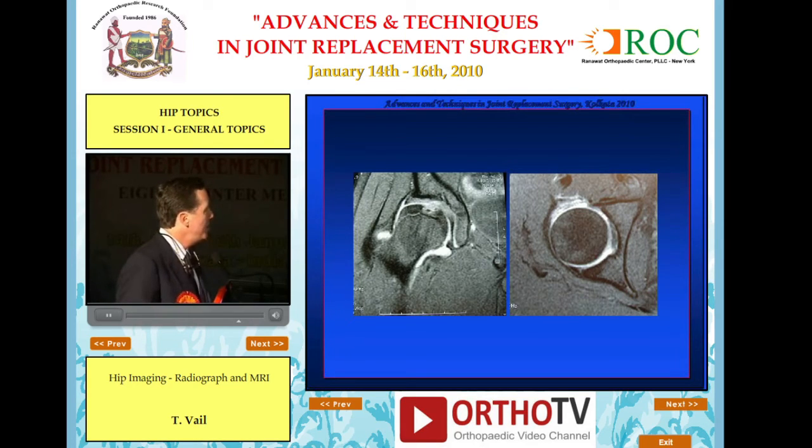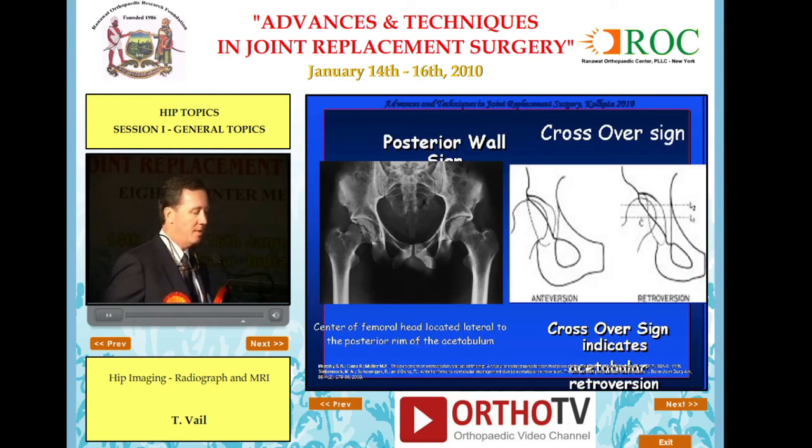With the MRI, you get the ability to look at the chondral surface, you get the ability to look at the bone, and you get much more detail in the soft tissues than you do with plain radiography. And you can see in this case it's gadolinium enhanced with intra-articular contrast.